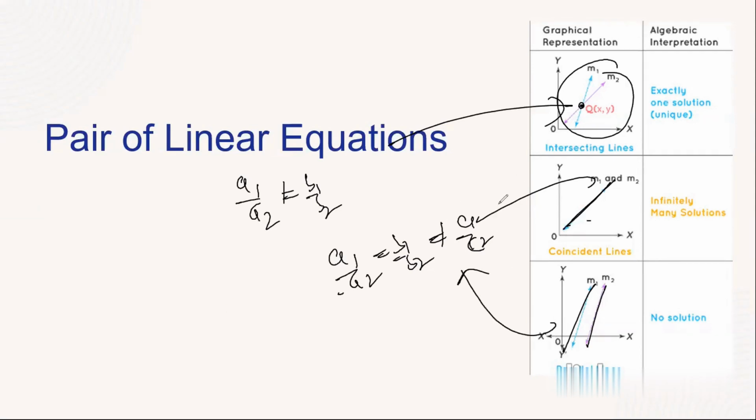And when all three are equal, then you have coincident lines. At every point they are getting a solution. So every ratio is equal: a1 by a2 is equal to b1 by b2 is equal to c1 by c2, right? So these are the things. Please remember these things.